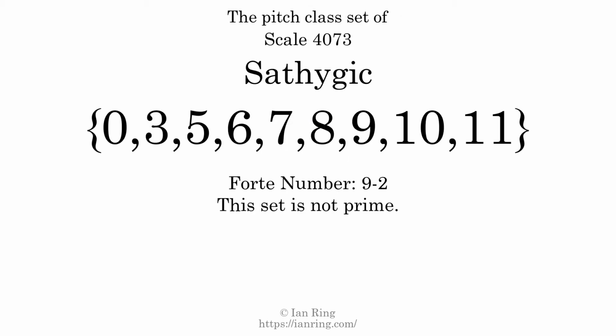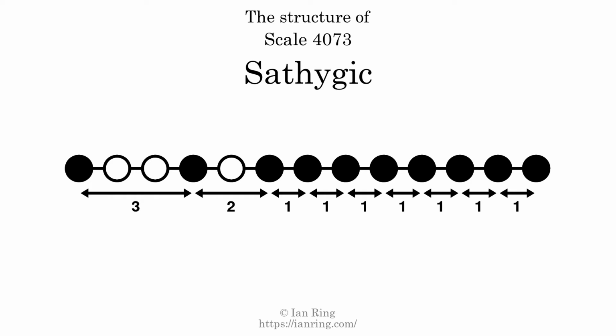The pitch class set for this scale is 0, 3, 5, 6, 7, 8, 9, 10, 11. The fault class is 9, 2. This set is not prime. The structure of a scale is a description of the interval distance between each successive tone. This scale has a structure of 3 2 1 1 1 1 1 1 1.